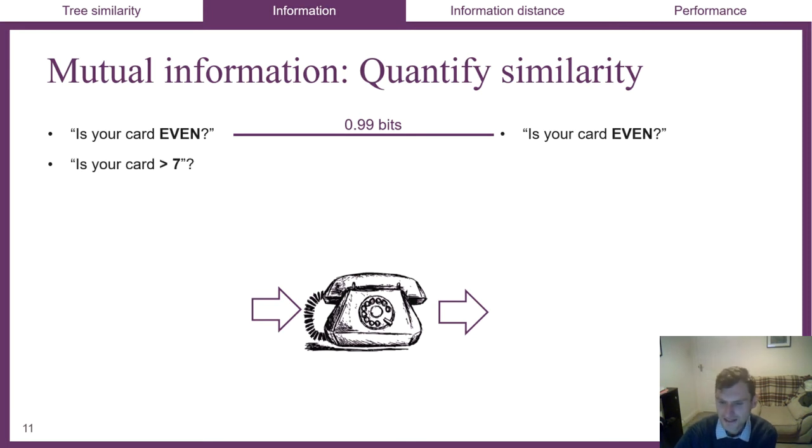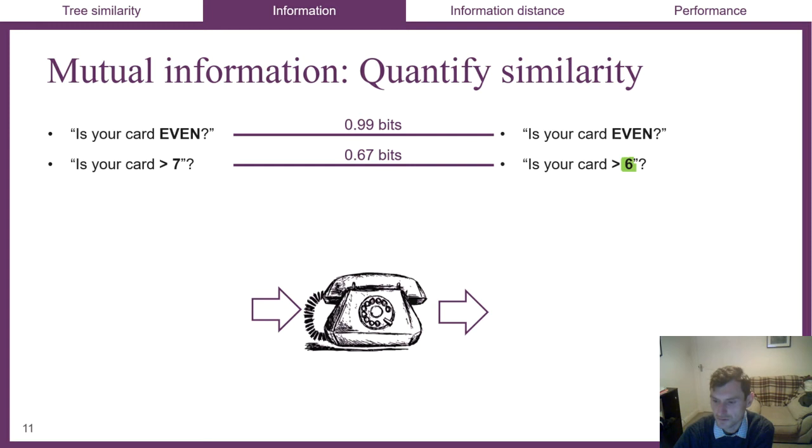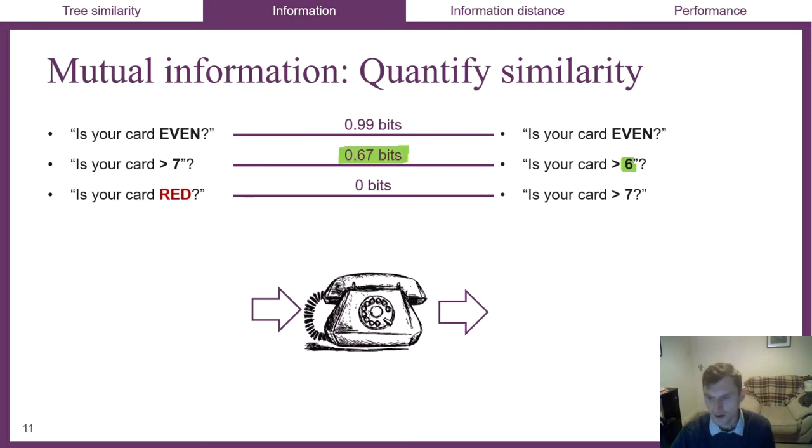But next I ask you, is your card greater than 7? And you mishear me. You think I'm asking, is the card greater than 6? So we've just identified that these two questions have a fair bit of information in common. They're quite similar, 0.6 bits. Or I could have asked you, is your card red? And you hear, is your card greater than 7? And we know that the colour of a card has no bearing on its value. These are independent questions. They have no bits of information in common.